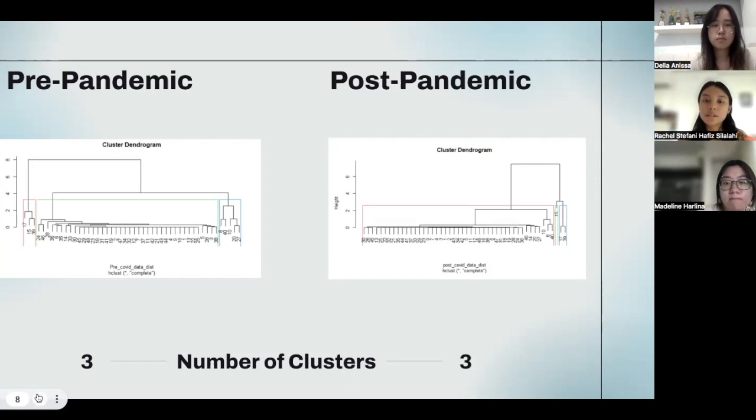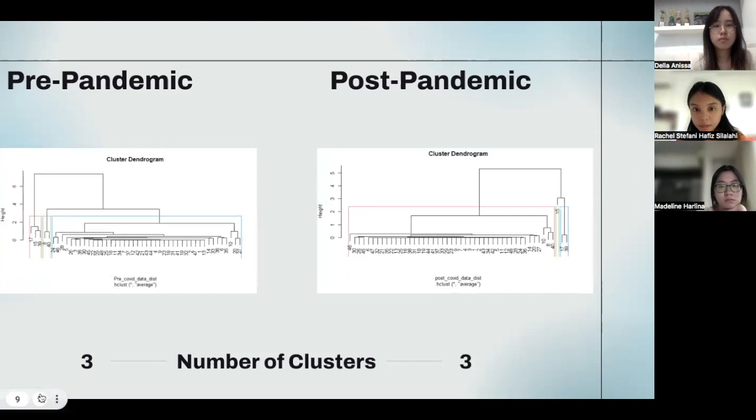And this is the dendrogram that we got from the pre-pandemic and the post-pandemic. We are using 2 methods. The first one is the complete method, which is this one, and the next one, we are using the average method, where we are also using the pre-pandemic data and also the post-pandemic data.